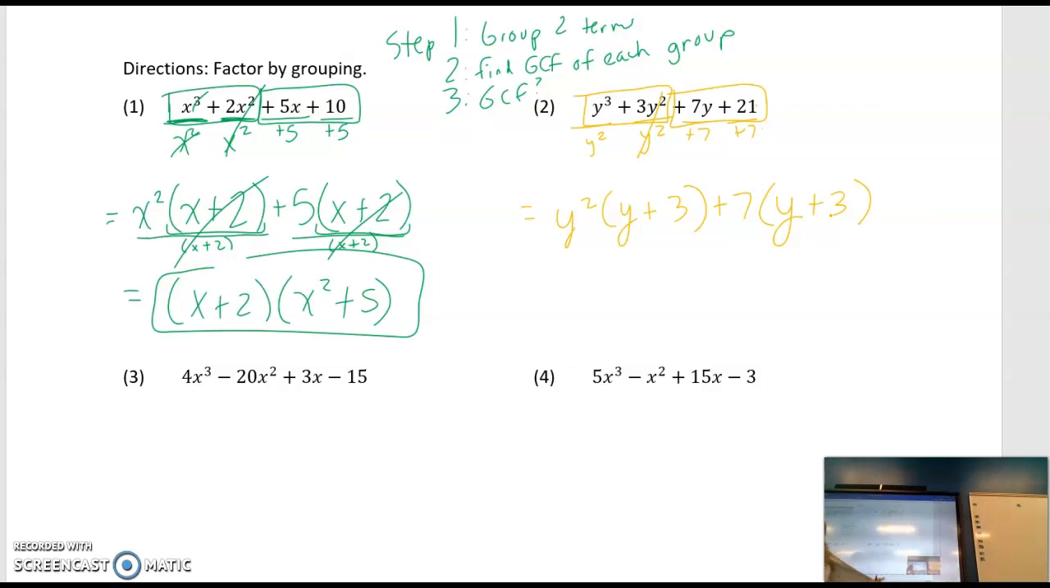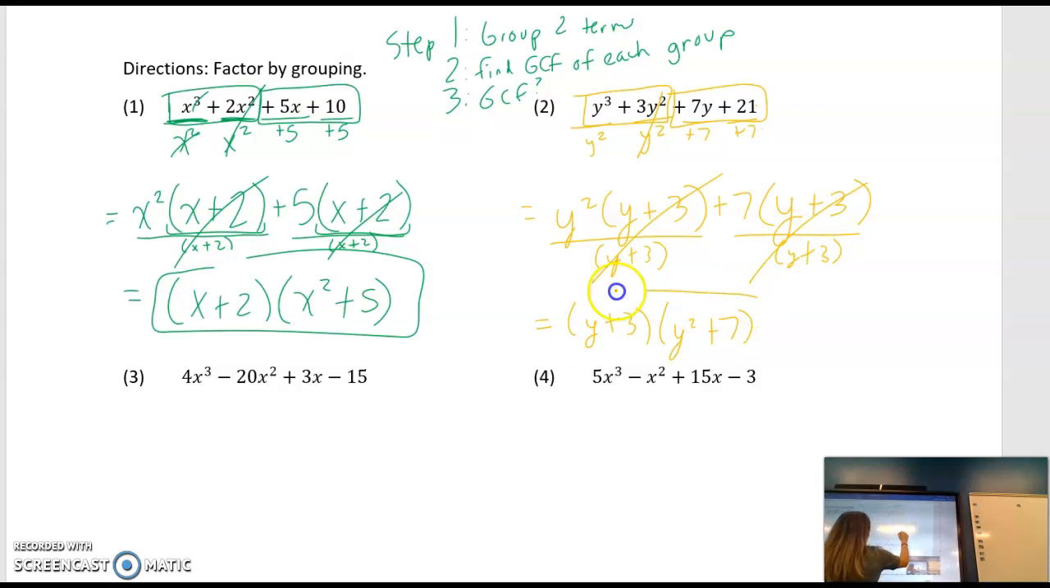So then when I get to this point, I take a look at it and I notice I have a common factor of y plus 3. So what I'm going to do is I'm going to factor out my y plus 3 because it's the common factor. So once I do that, I'm left with y squared plus 7. And this is my factored form.